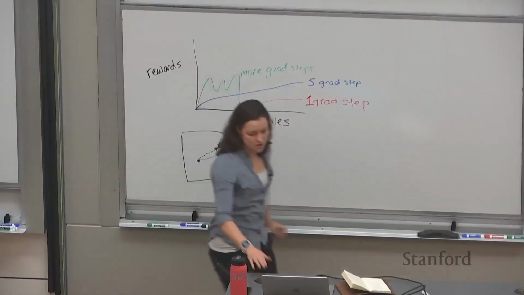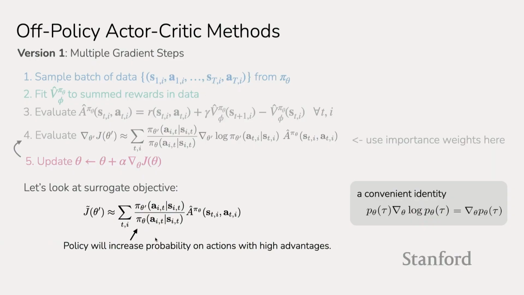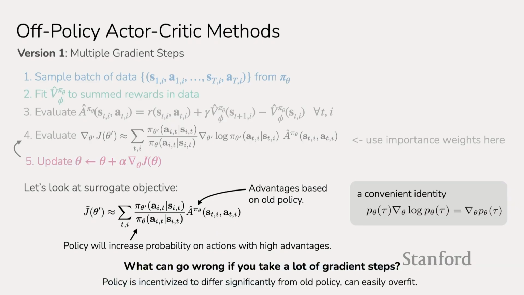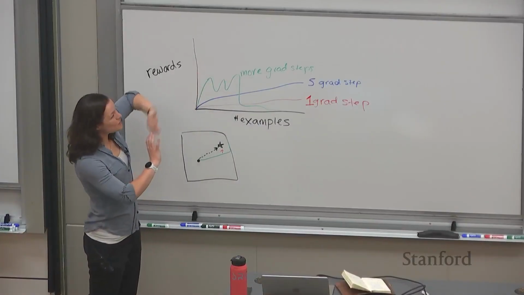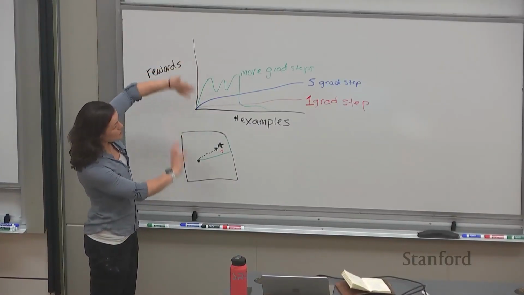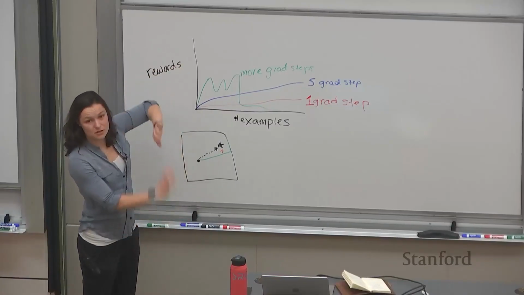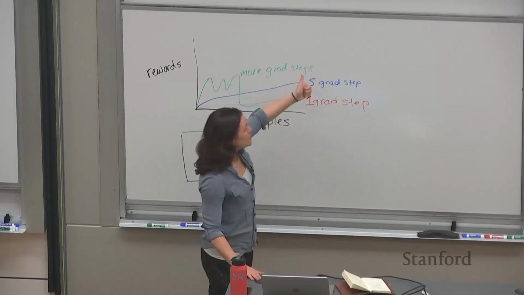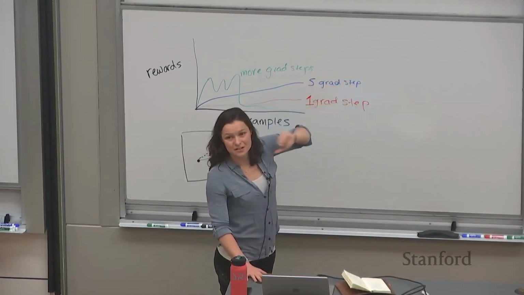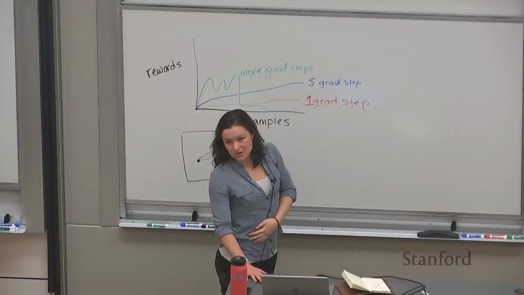Okay. So, the policy is going to increase probability on actions with high advantages. These advantages are based on the old policy, and so they'll get out of date. And so if you take a lot of gradient steps, the policy is really... I guess the other thing that I didn't mention is that when it's increasing the probability, it's also inherently trying to differ significantly from the old policy. It's not only encouraged to increase probability on advantages, but that is going to cause it to change drastically from the old policy. And because you're also changing a lot, these advantages are even less likely to be up to date with your current policy.